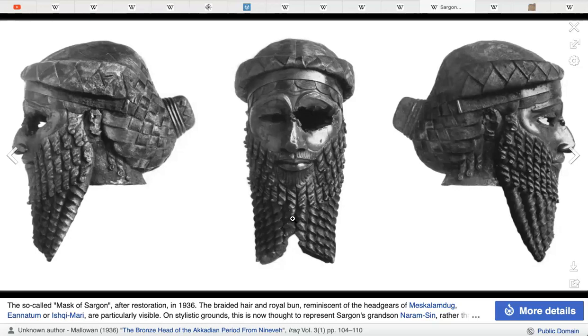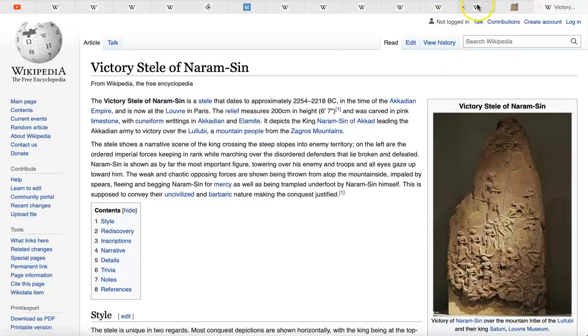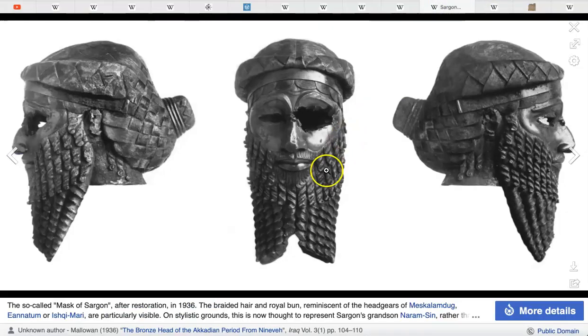This thing. The braided hair and royal bun. I didn't know it was royal, but there you go. It is now thought to represent Sargon's grandson. This guy. Well, okay. That's very interesting because it's all interrelated, right? I guess that's why they call it the so-called Mask of Sargon. But you've seen this, and this is particularly interesting to me because it means something happened. What happened, I don't know, but something did happen.